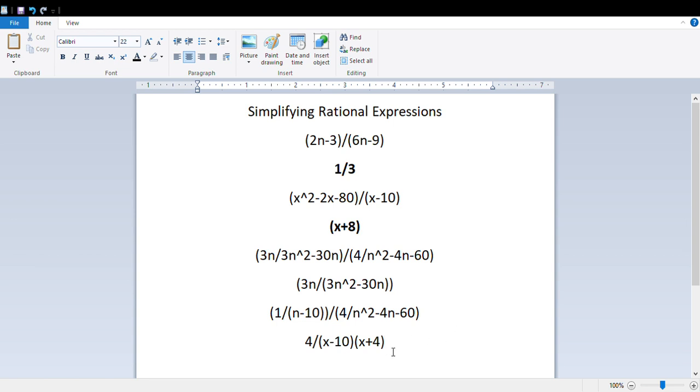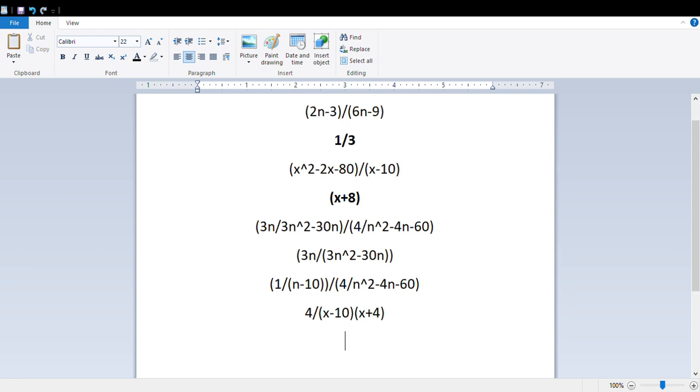And so this will be that. So from here, our final step would be 1 over n minus 10 over n minus 10. Oops. Okay, I don't know why I introduced a new variable here. That's my bad, guys. It's still n over n minus 10 times n plus 4.